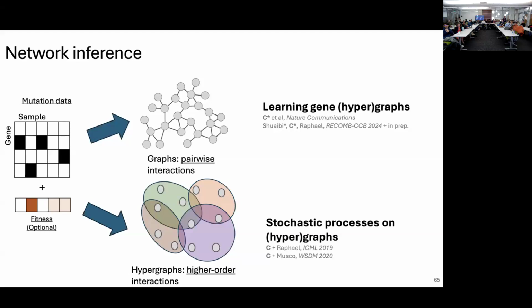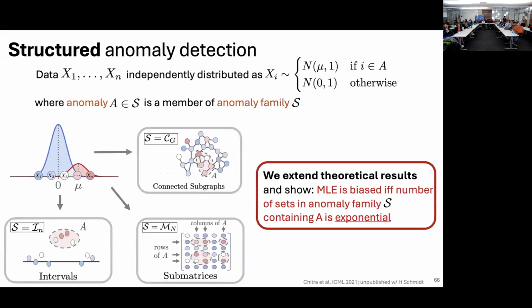I also briefly want to mention that in addition to finding anomalies in these graphs, we can also infer these graphs. I've developed approaches for learning gene and protein interaction networks from mutation data, and also approaches for random walks. These are aside problems we've worked on with graphs. And then finally, to come back full circle, we also extended these anomaly detection approaches to other structured anomaly detection settings, where you might not just have graph structure data, but you can have matrix structure data, or time series structure data.